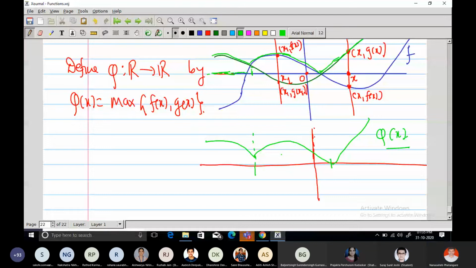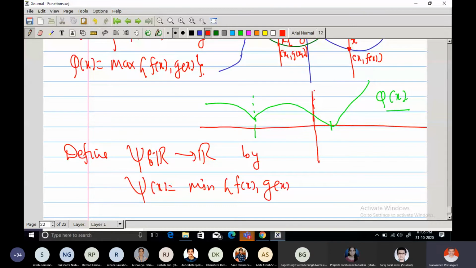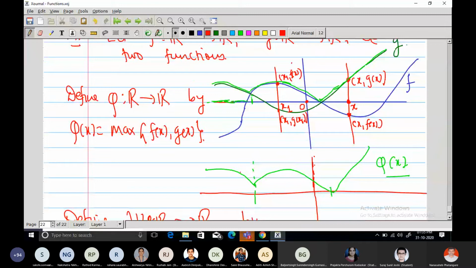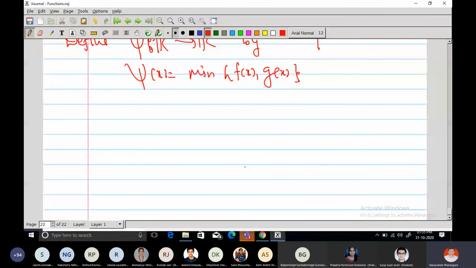Similarly, define psi from R to R by psi(x) is equal to the minimum of f(x) and g(x). So minimum. Now, similarly, you can understand what is a maximum and what is a minimum. Is it clear?